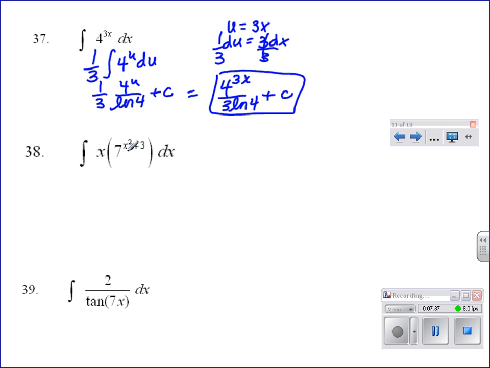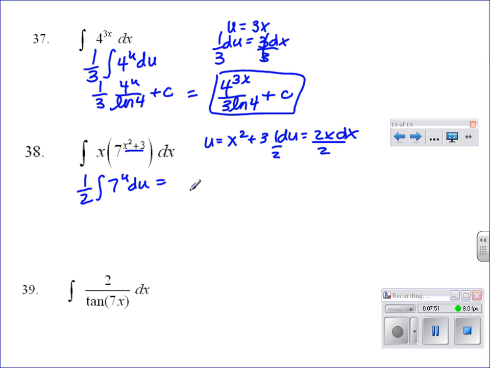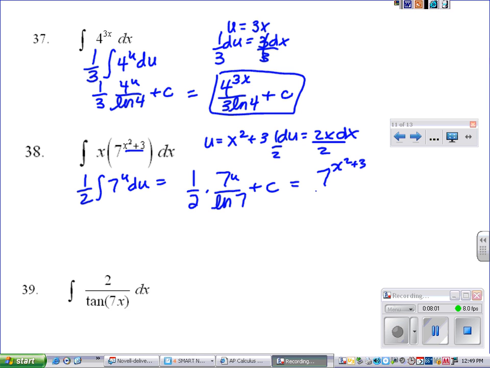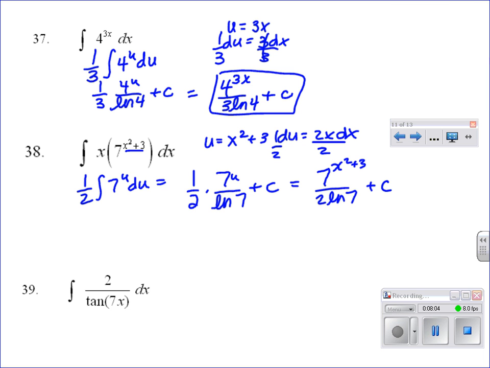A single exponential function, allow u to be the exponent. X squared plus 3. So du is 2x dx. Divide by the 2. Multiply by 1 half. So you have 1 half, and this is 7 to the u du. So like this one, it's 1 half times 7 to the u divided by natural log 7 plus c. So you plug back in your u, which is x squared plus 3. Okay, so our answer is 7 to the x squared plus 3 over 2 natural log 7 plus c.